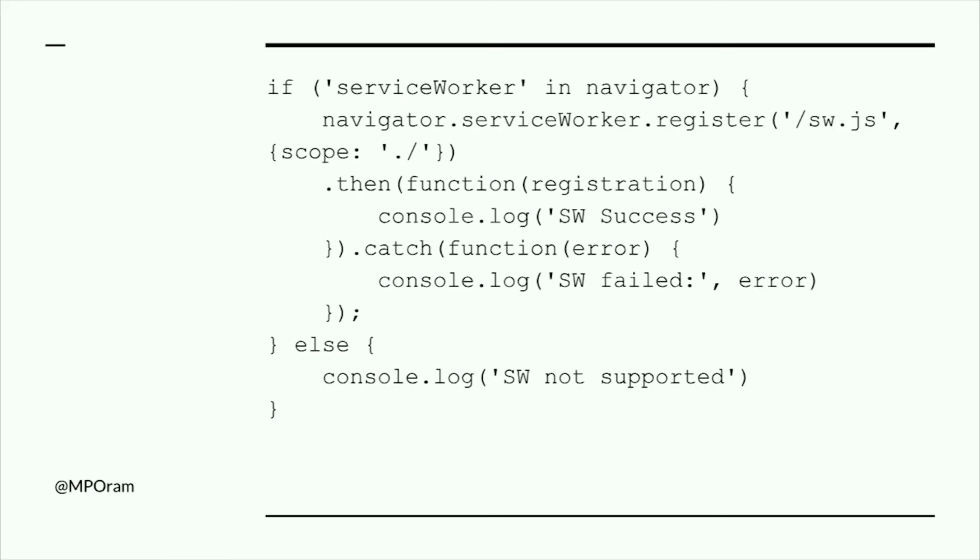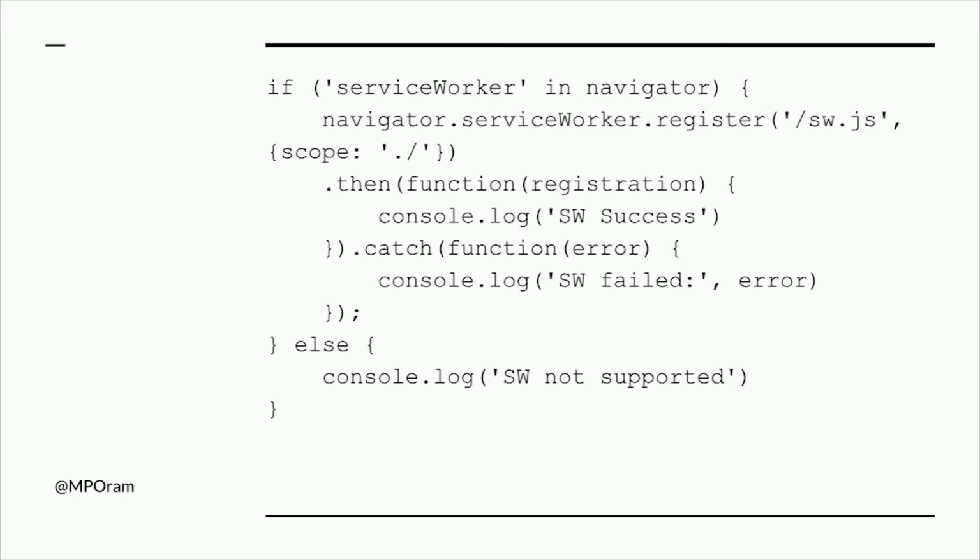Basically, we just check if service workers exist in the current browser. Obviously, they're not fully supported. If they do exist, then we specify the file of where our service worker is. We give it a scope, which is how much of the current domain that service worker has control over.